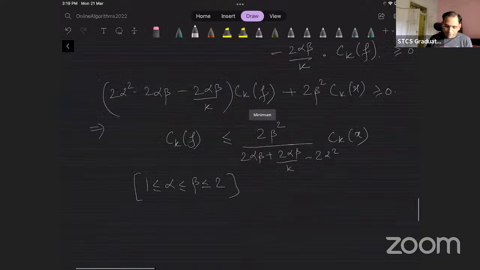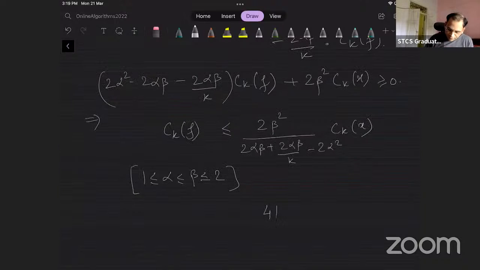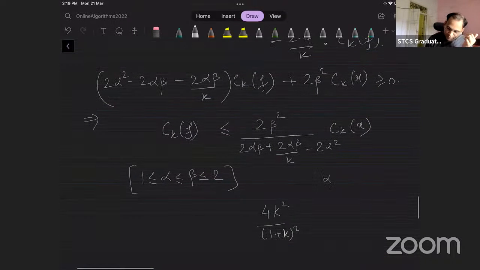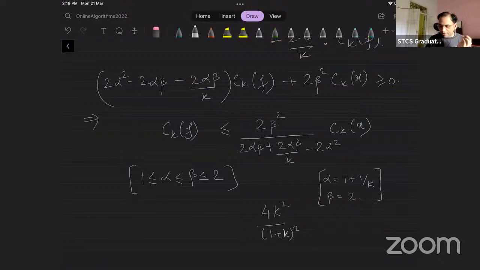So can you give me some numbers for which we can get our answer, which was 4k square over 1 plus k whole square? So there exist alpha and beta values which can give me this answer. It's not difficult, but just takes a little bit of observation. This will do the trick. So if you choose alpha and beta to be these values, we'll exactly get this as CK of X. Now X is an arbitrary flow. So in particular, it could be the flow of the OPT, and we have what we wanted.